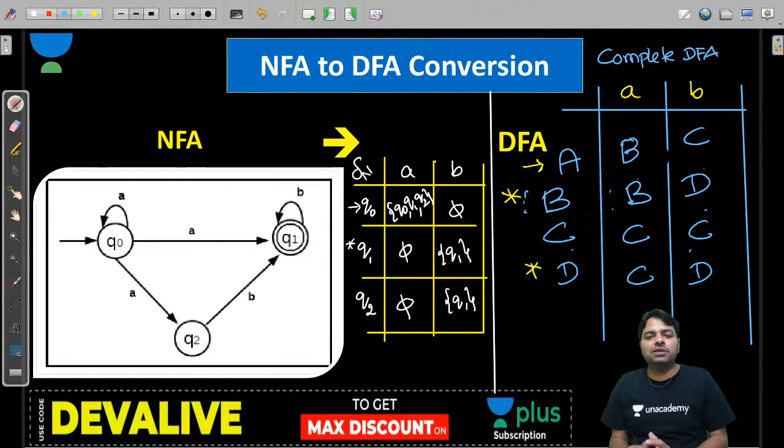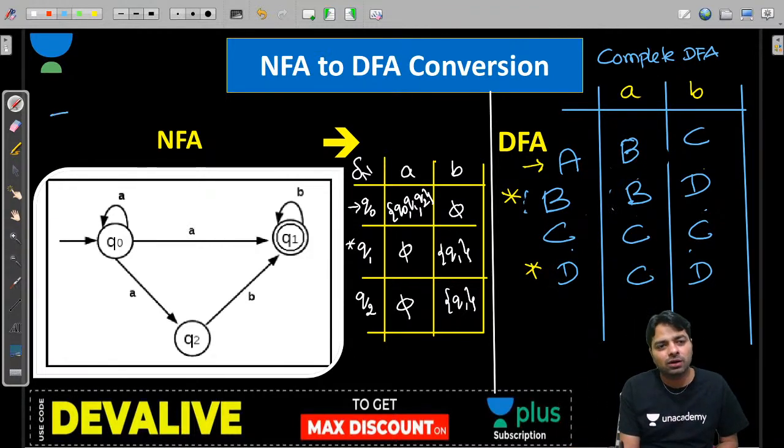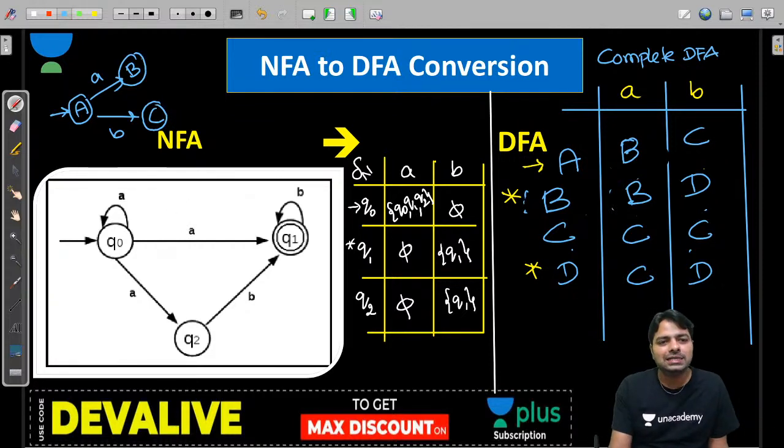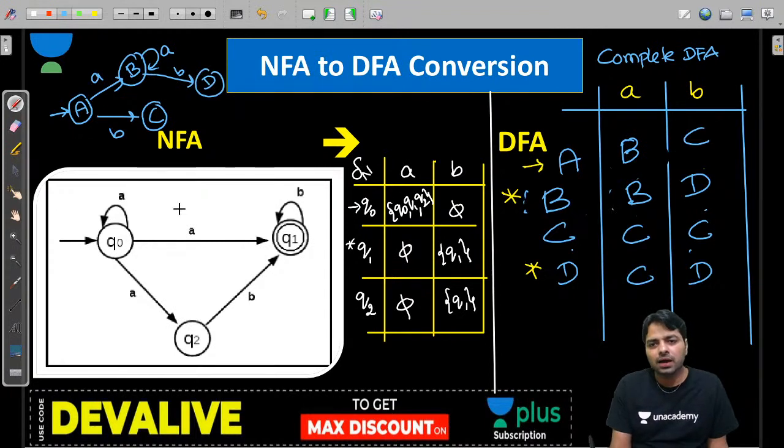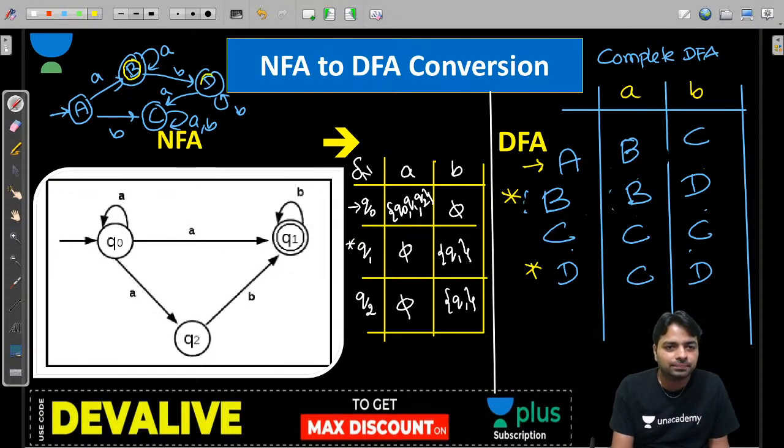Now you can draw the machine if you want to look at it, right? Somebody can draw it: you have A, and on small a you go to B, then on small b you go to C. B on a is a self loop, on b you go to D. C on a is a self loop, on b also a self loop. D on a goes to C, D on b is a self loop. Now who are the finals? B and D. So make these two final. Over. Now this is your DFA, guys. Right?